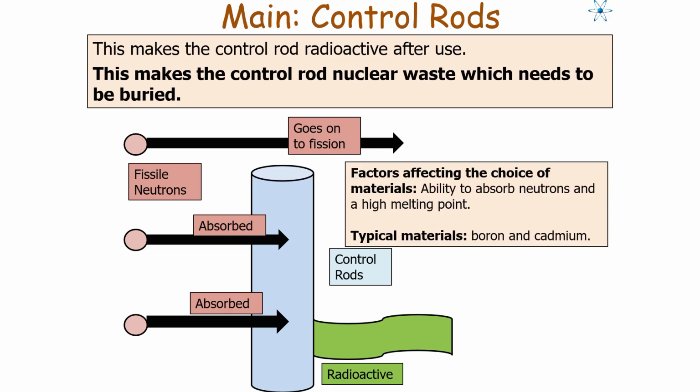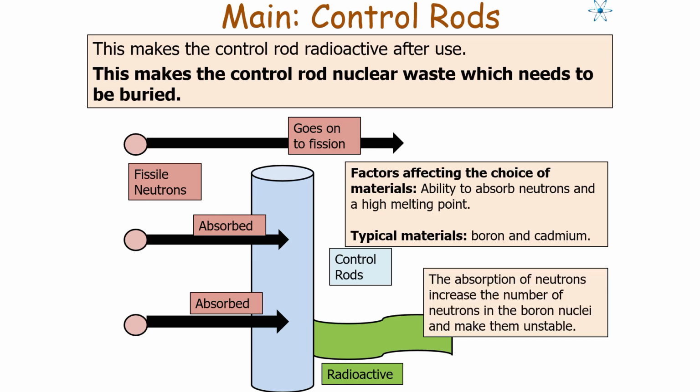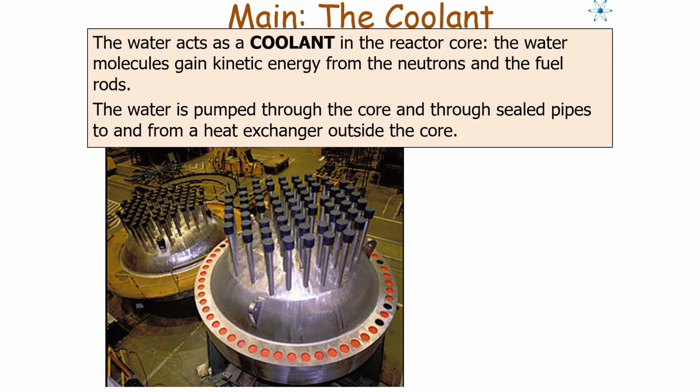So what are the factors that affect the choice of material used for your control rod? It's the ability to absorb neutrons and having a high melting point, because it gets very hot in the reactor vessel and you don't want it to melt. So the typical materials used are either boron or cadmium. Now, the absorption of neutrons increases the number of neutrons in the boron nuclei and makes them unstable, which makes them nuclear waste.